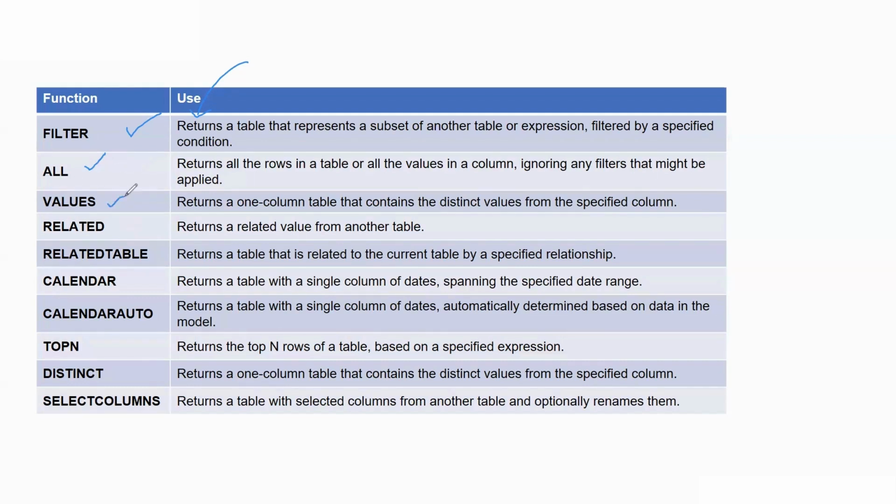Then I have values. Values returns a one-column table that contains the distinct values from a specified column. For example, we have already seen the distinct function. It would be doing the same kind of operation.